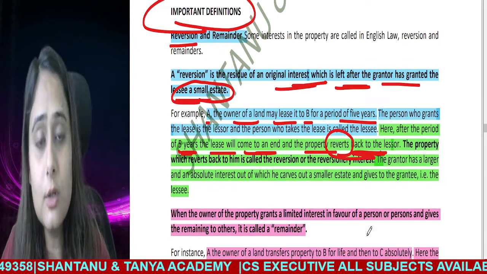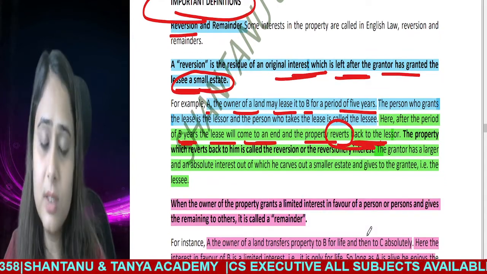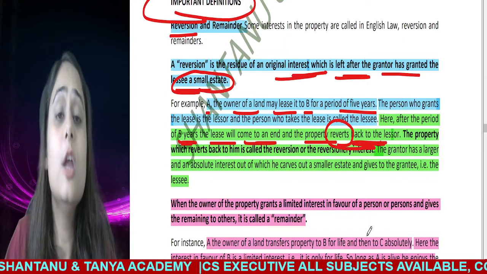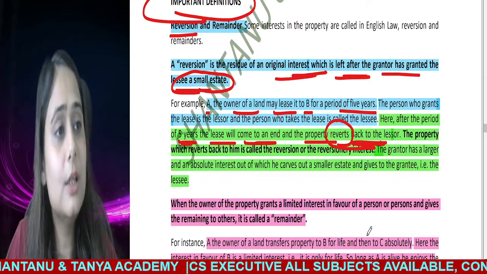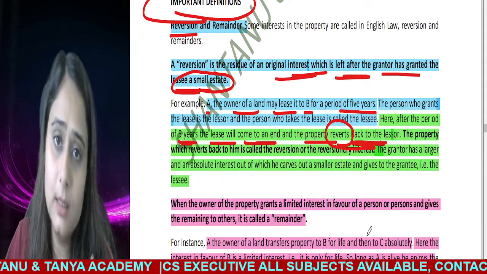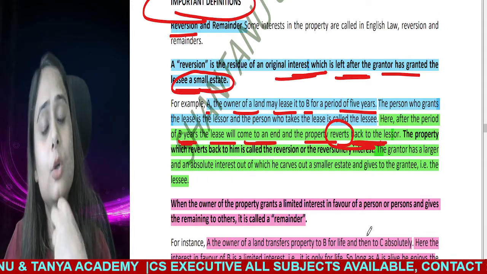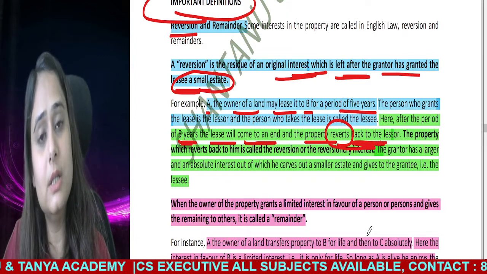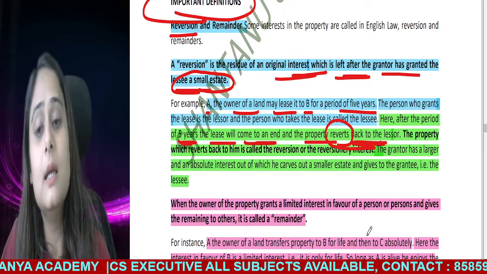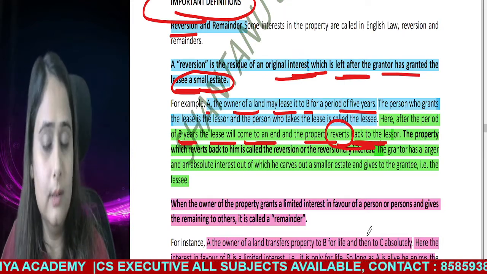First thing is clear, what is reversion? That if I own a land and I am giving it on lease for a certain duration, after that duration expires, that particular property will come back to me. It will revert, after a certain period it will come back to me. That is reversion, right? Coming back to the original owner.